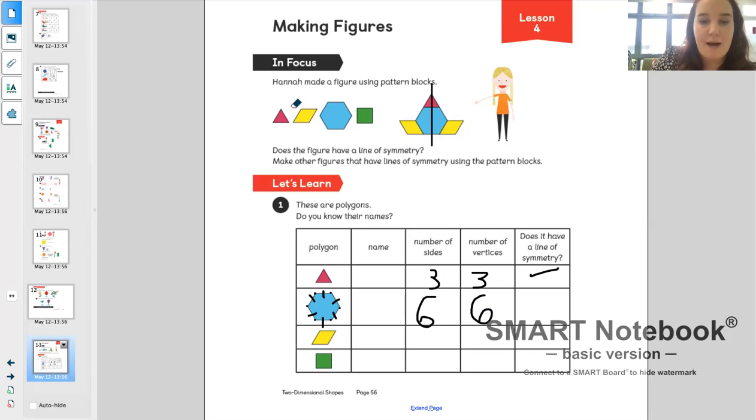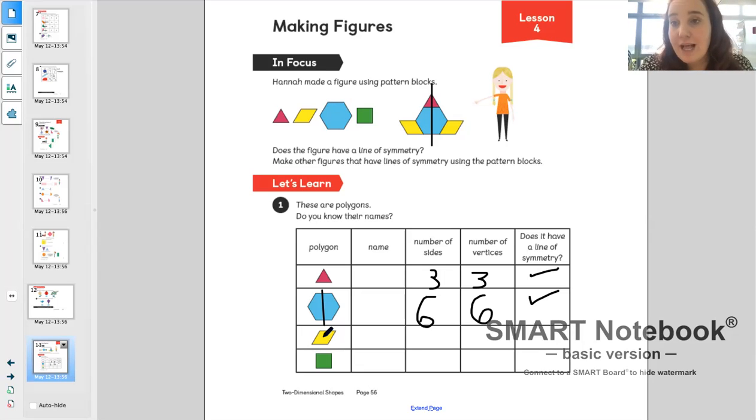Okay, let me rub out my dots and my lines and things. Do you think it has a line of symmetry? Yeah, it does have a line of symmetry. So we'd give that a tick. Fab. So now what's this shape called? Have a think, maybe pause here and talk to your parent.